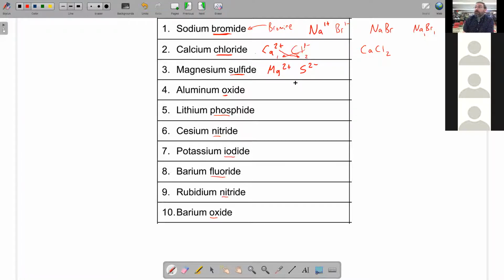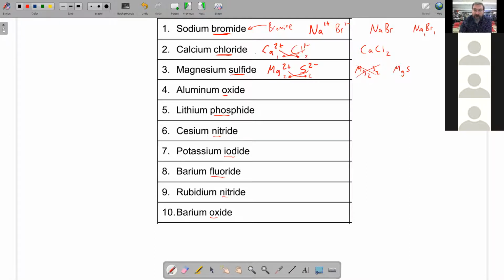But if you want to do it with that cross-down method, this is one where you've got to be careful, because magnesium has a charge of 2, it looks like there'd be 2 sulfurs, and because sulfur has a charge of 2, you'd need 2 magnesiums. So you might be tempted to write Mg2S2, except that's not really correct, because we want the lowest ratio, and the lowest ratio of 2 to 2 is just 1 to 1. So magnesium sulfide is just MgS. Because each of them has the same charge, you only need 1 of each.